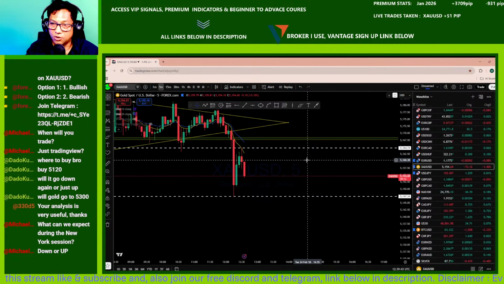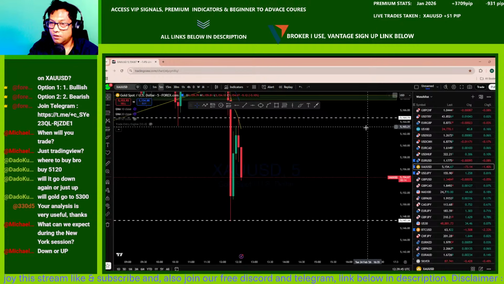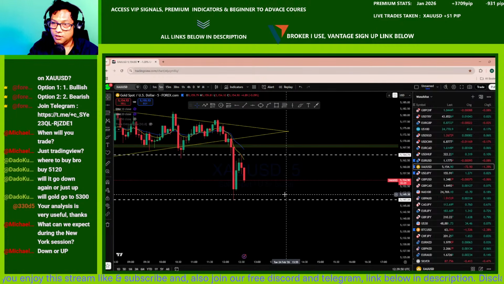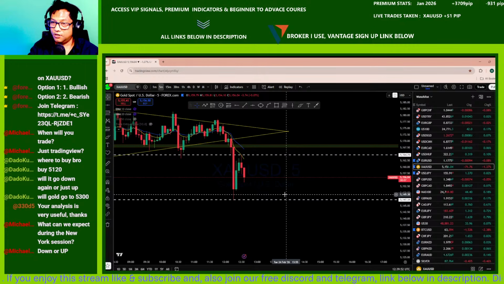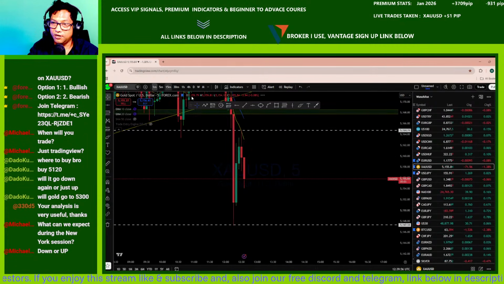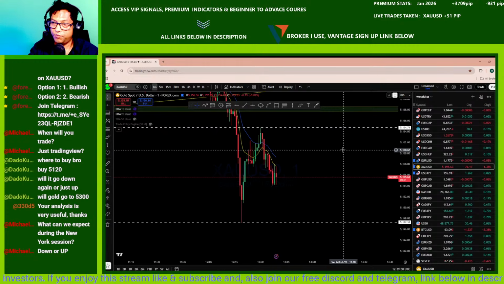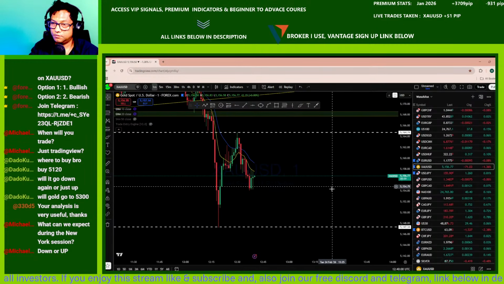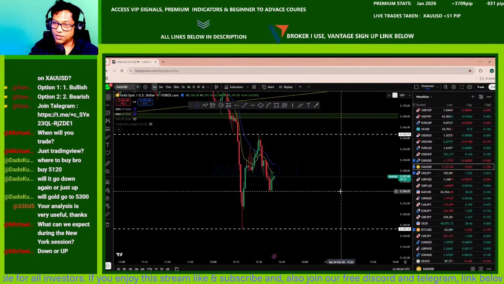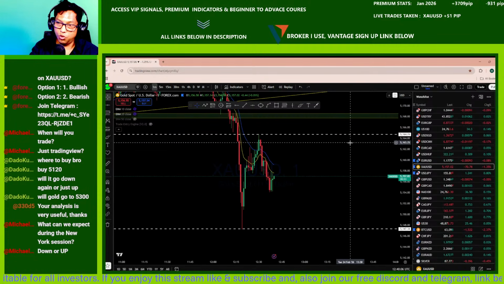Now the 5 minutes candle closing here is showing possible further bearish price action in that market. Any pullback now here, we will be looking for sell. Yeah, there is a chance for a short-term move here.